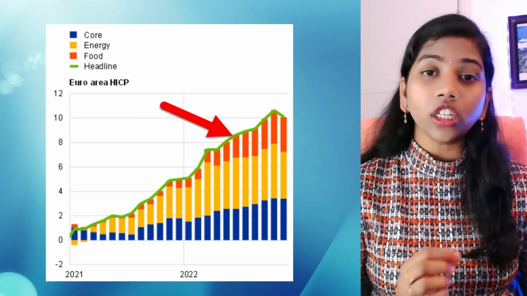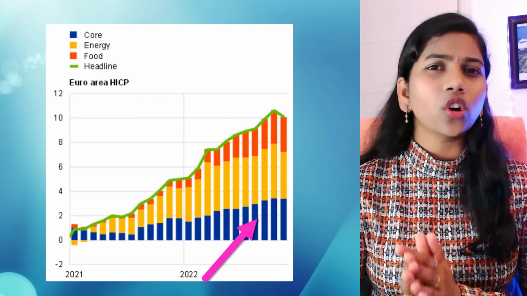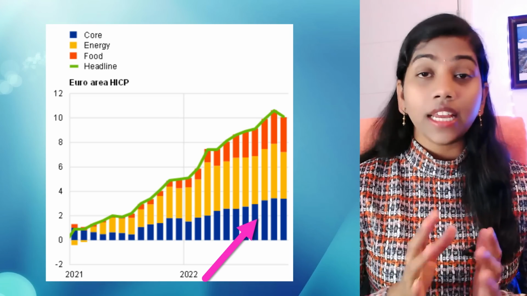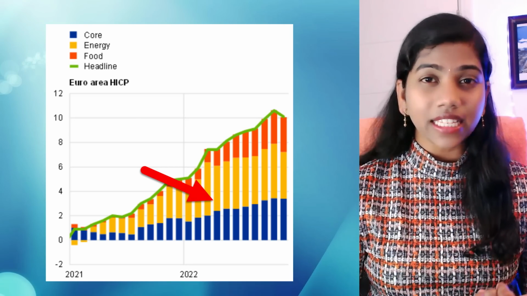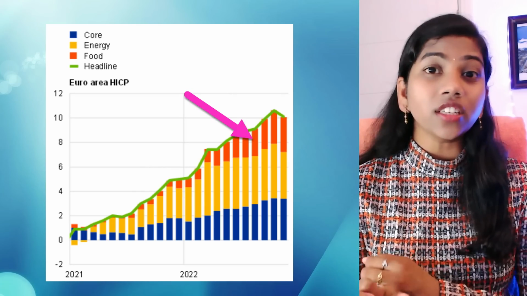For example, let's look at this chart from the European Central Bank. Here, the green line on top of the bars shows the total inflation. The blue part is so-called core inflation, meaning everything except food and energy. Then the orange part shows how much energy prices like diesel and gasoline have changed. And finally, the red shows changes in food prices.